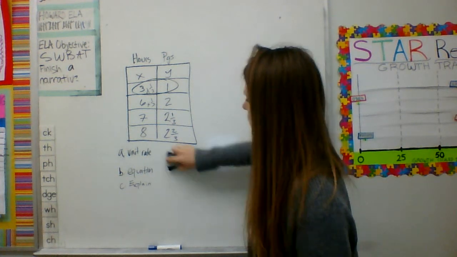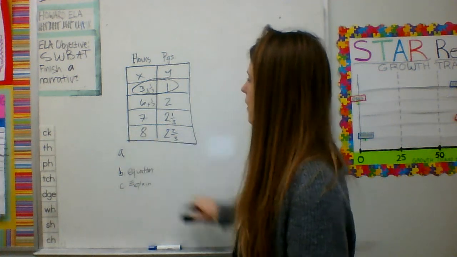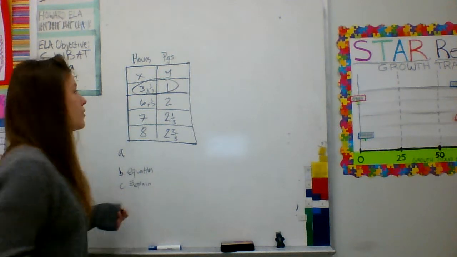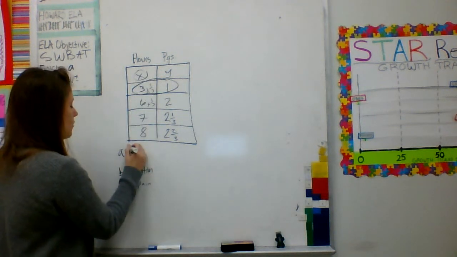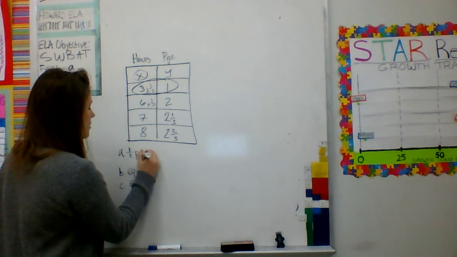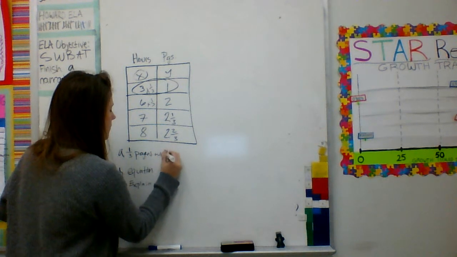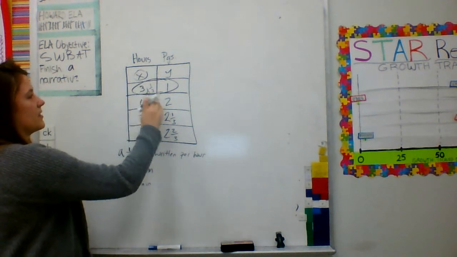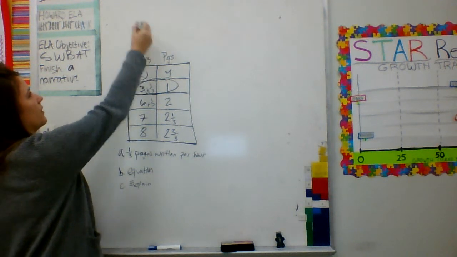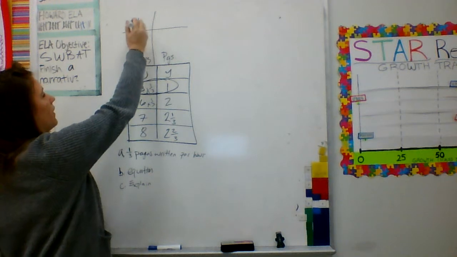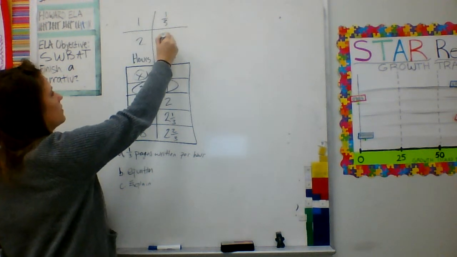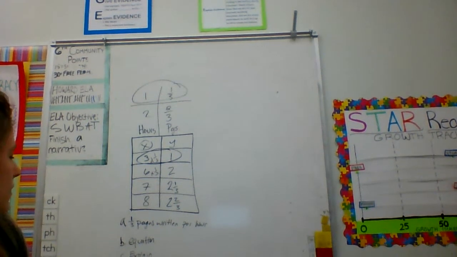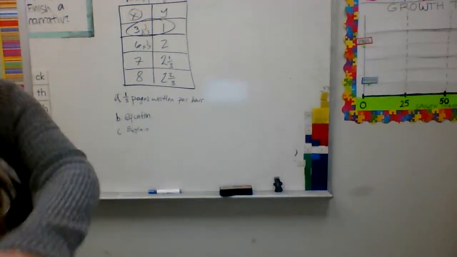Now it's asking for my unit rate, which means I need to label it. So 1/3 what? Well, unit rate means per 1, and it always goes with my x. So 1/3 pages written per hour. If I wanted to, I could create this table and I could continue going up. Like I could have 2 and I could have 1, I'd have 1 and 1/3, 2 and 2/3. This is my unit rate. And I'll push it up in case you can't see that. So it's 1/3 pages written per hour.